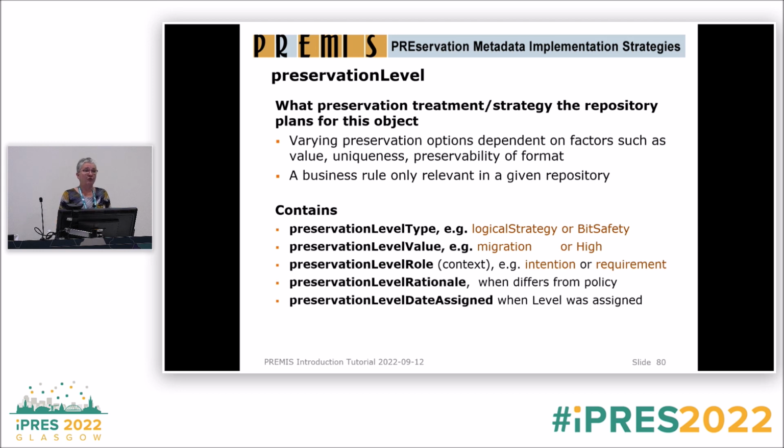What you can also record with the preservation level is whether it's an intention or it's required, that's optional. It can be a rationale. For instance, this is high bit safety because this and that, even though we can digitize it. And of course, you should have a date for when you make this decision, because you may change that decision later on, and then you have to record the new decision with a date.